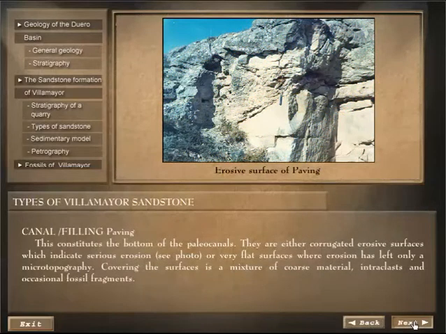Canal filling. Paving. This constitutes the bottom of the paleocanals. They are either corrugated erosive surfaces, which indicate serious erosion, see photo, or very flat surfaces where erosion has left only a microtopography. Covering the surfaces is a mixture of coarse material, intraclasts, and occasional fossil fragments.